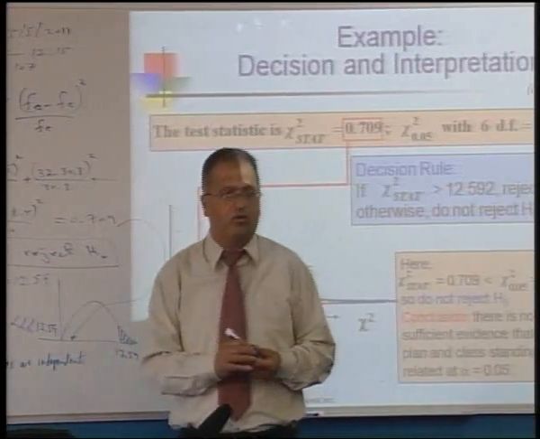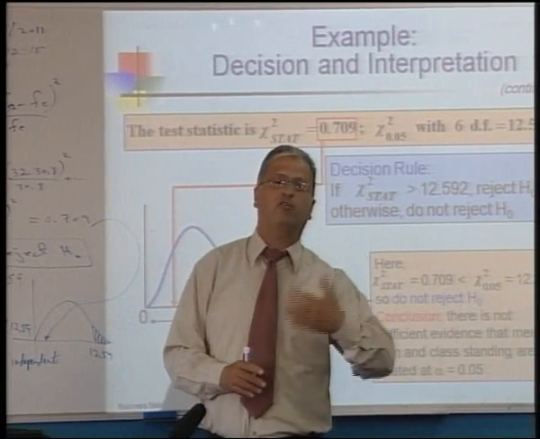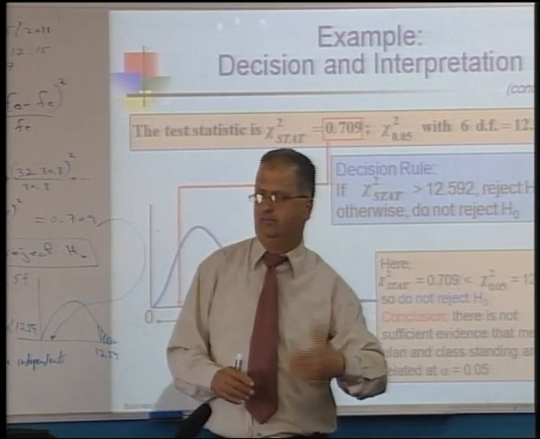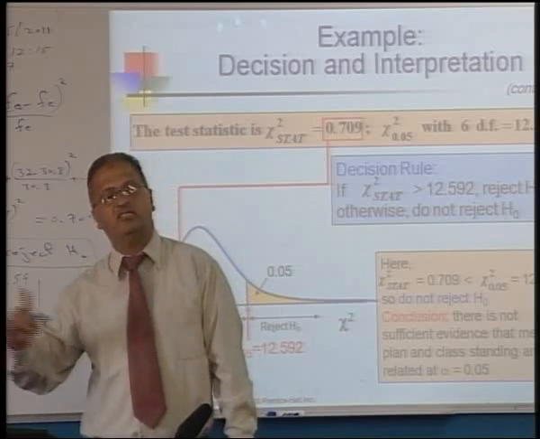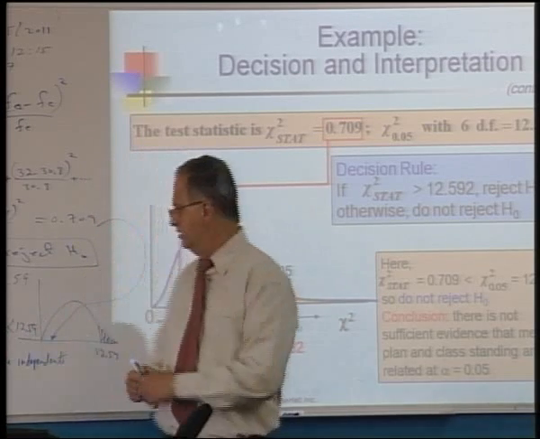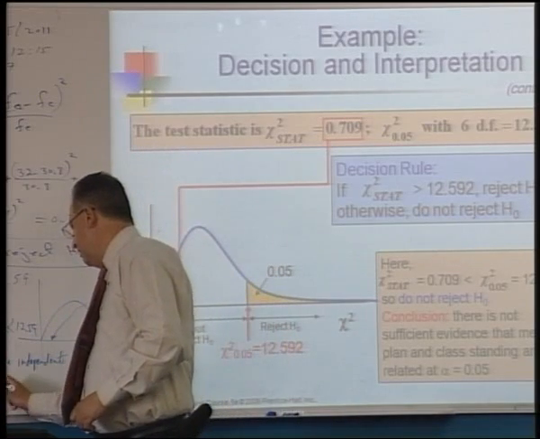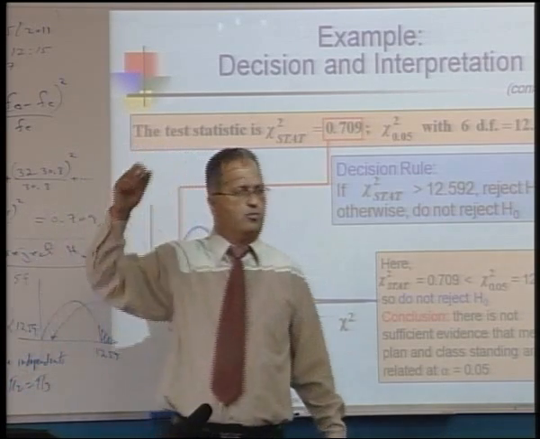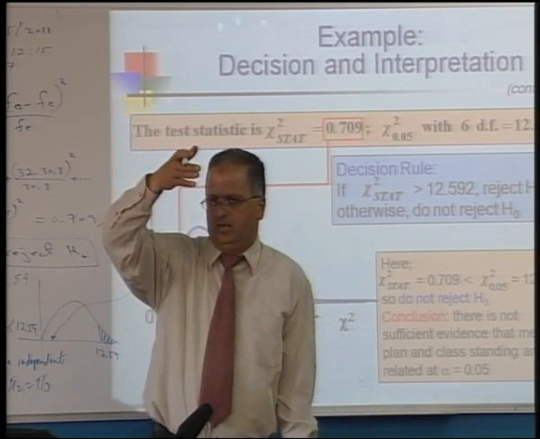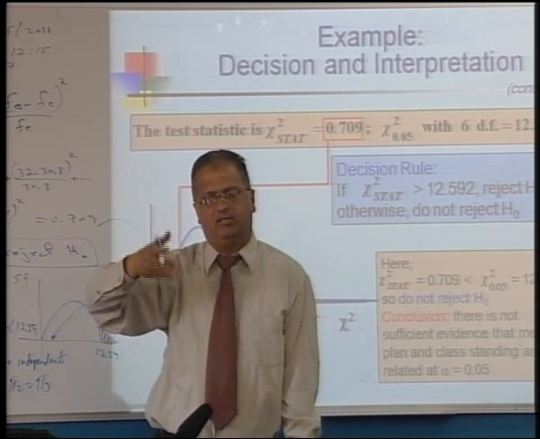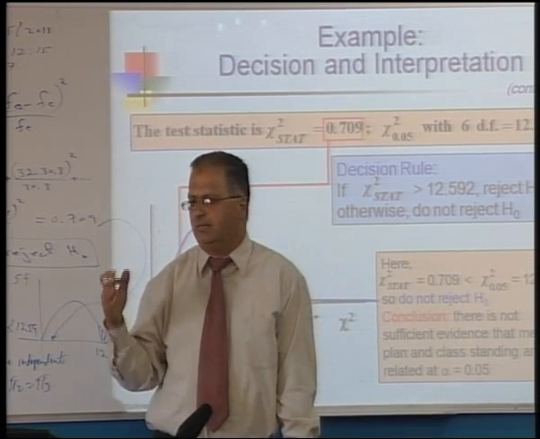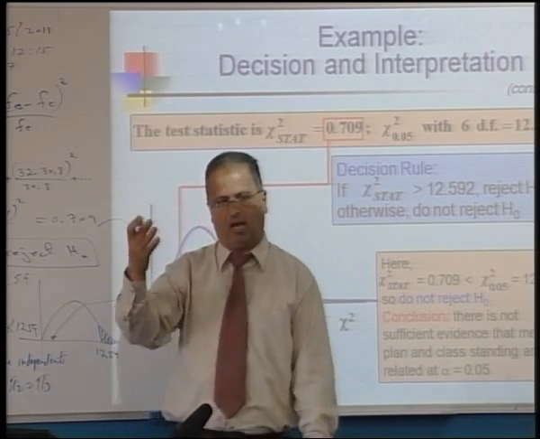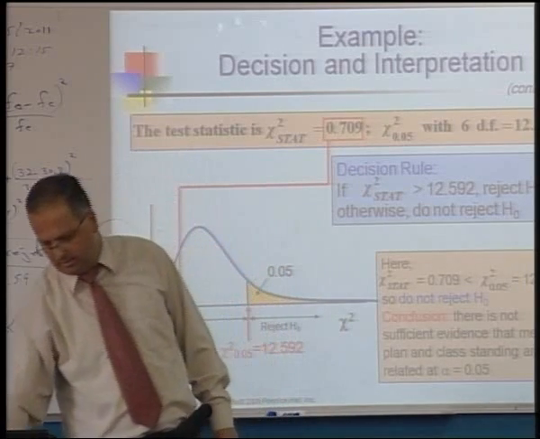It means there is no relationship between number of meals and class standing. It means the proportions are equal. So this means pi 1 equals pi 2 equals pi 3. So the three proportions are equal. Pi 1 for 20 meals per week is the same as 10 or none, according to class standing.